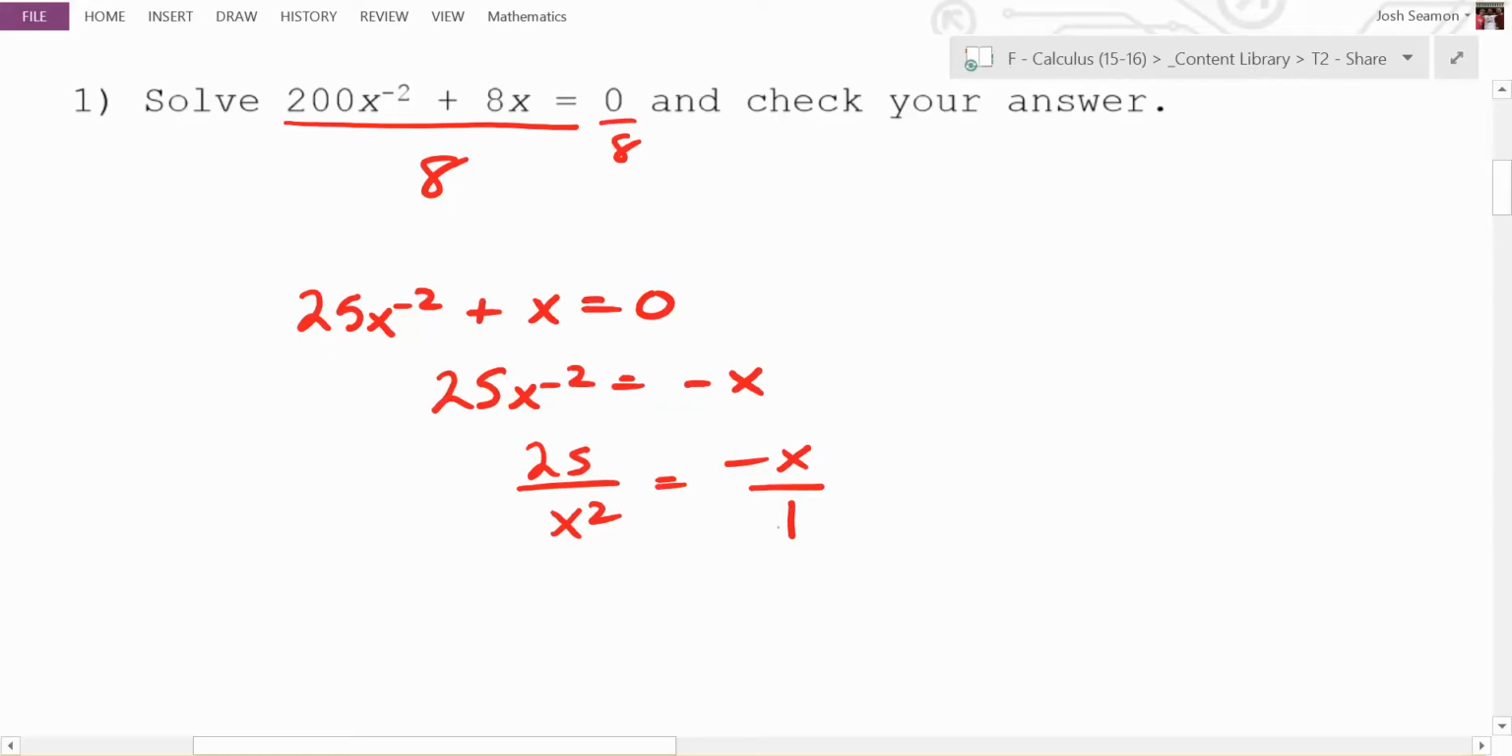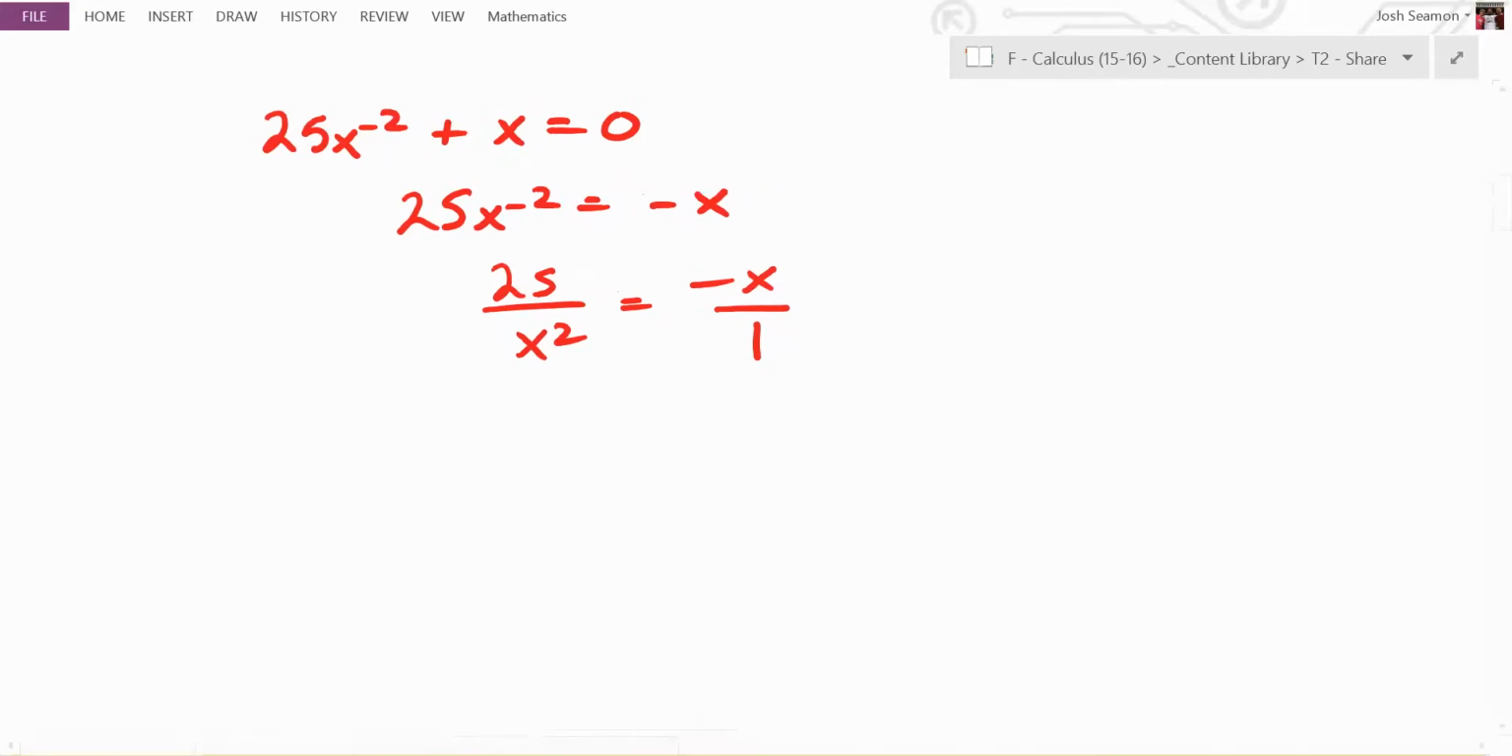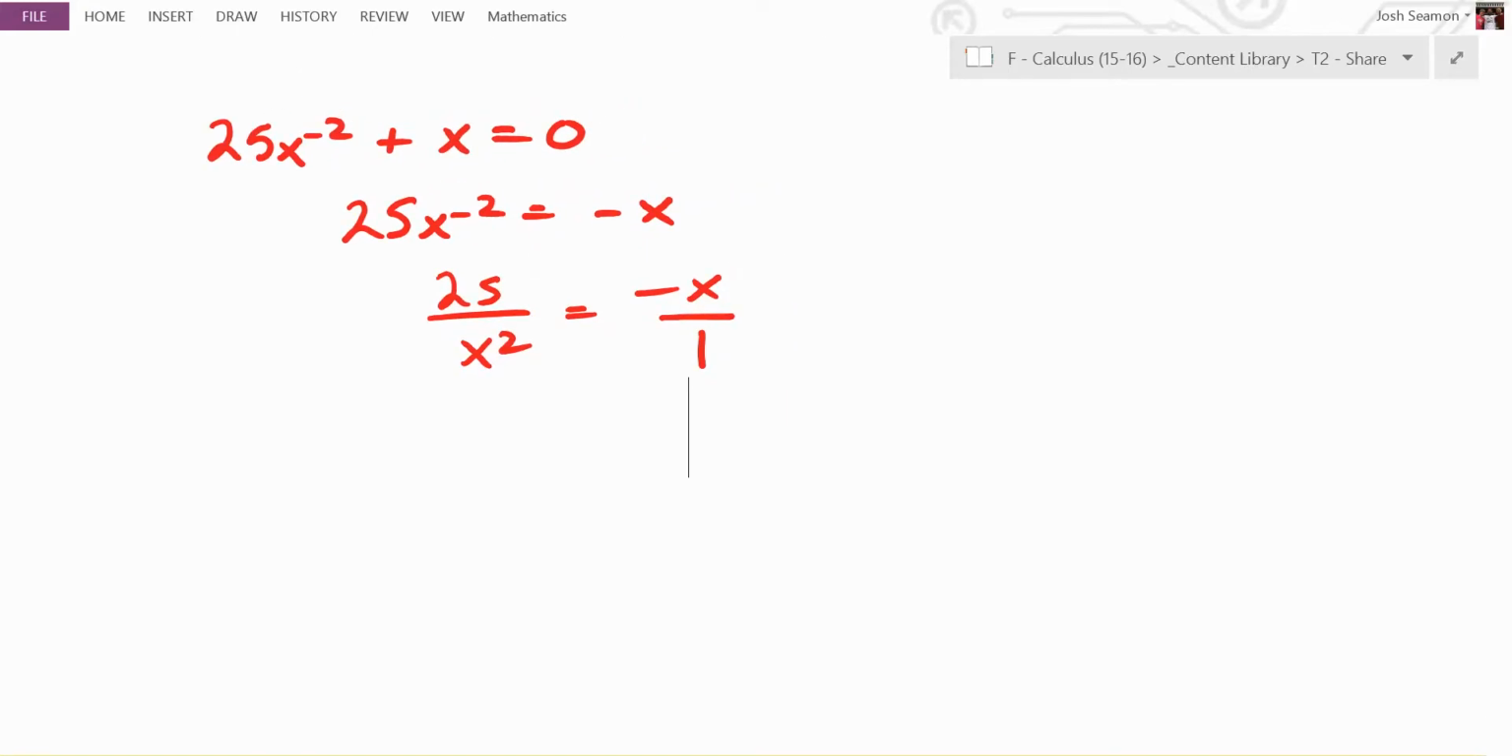What do I do now? Yeah. One word, or 2 words, yeah. Multiply. Yeah, sure. It's the same as cross multiplying in this case. Yeah, multiply both sides by x squared. So you get 25 is equal to what? Is equal to negative what? X cubed. Yep, negative x cubed.